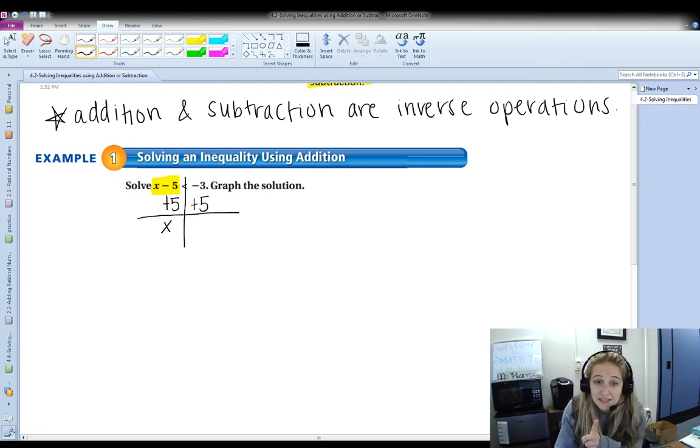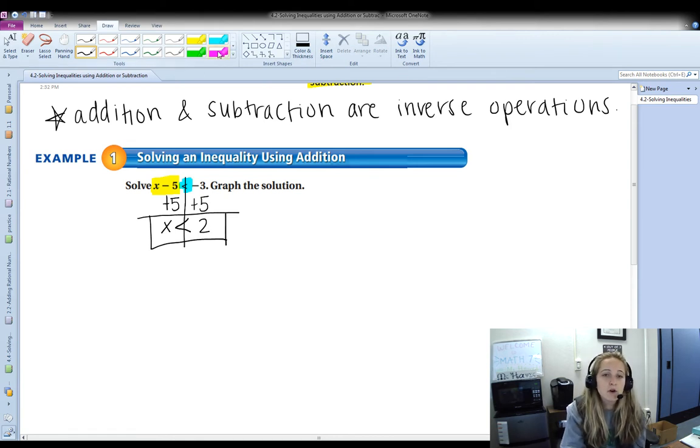Make sure you write the inequality symbol. You're not writing an equal sign, you're writing exactly this inequality symbol. So it's going to be x is less than -3 plus 5. That's going to give me a +2. So this is the answer to my inequality: x is less than 2.